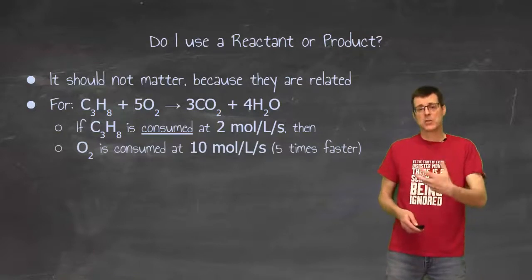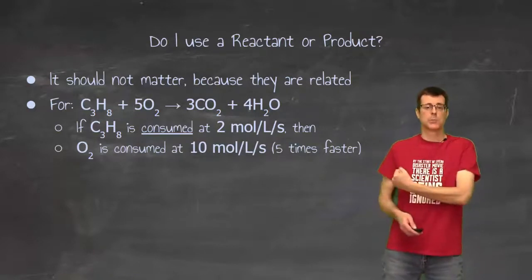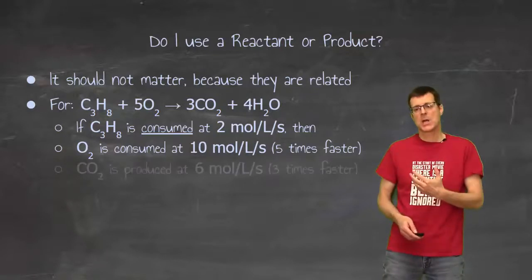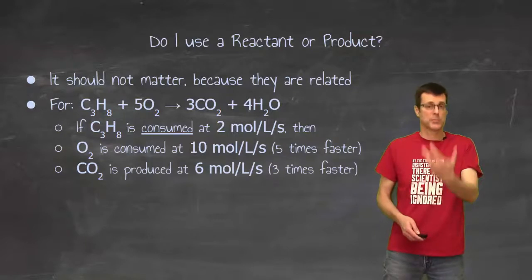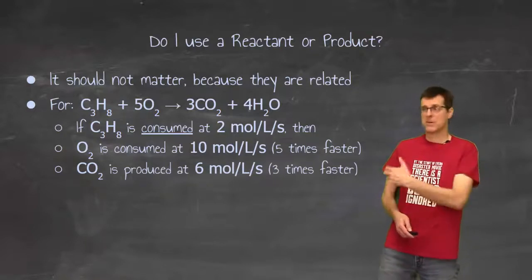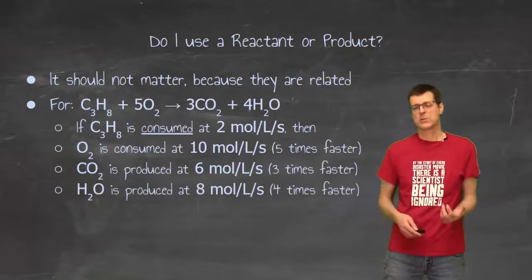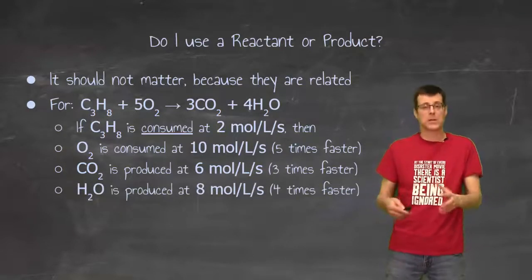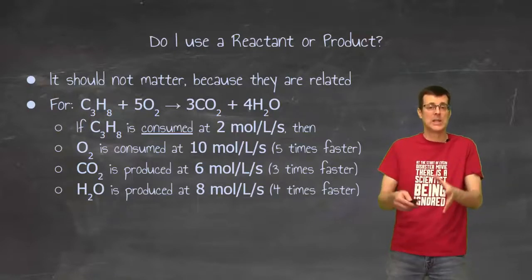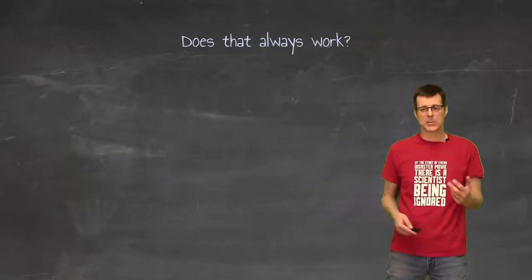That would mean that oxygen is being consumed 5 times faster, because for every 1 propane I need 5 oxygens. It would also mean that carbon dioxide is being produced at 3 times that speed, because for every 1 propane I get 3 carbon dioxides, and a similar story for water. So the rate of each thing is going to be unique to it, but they're all going to be related to each other through the balanced chemical reaction.